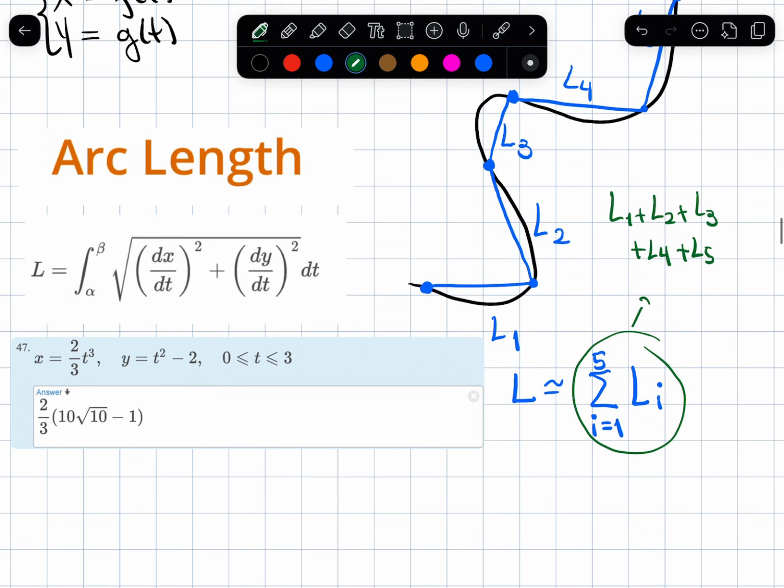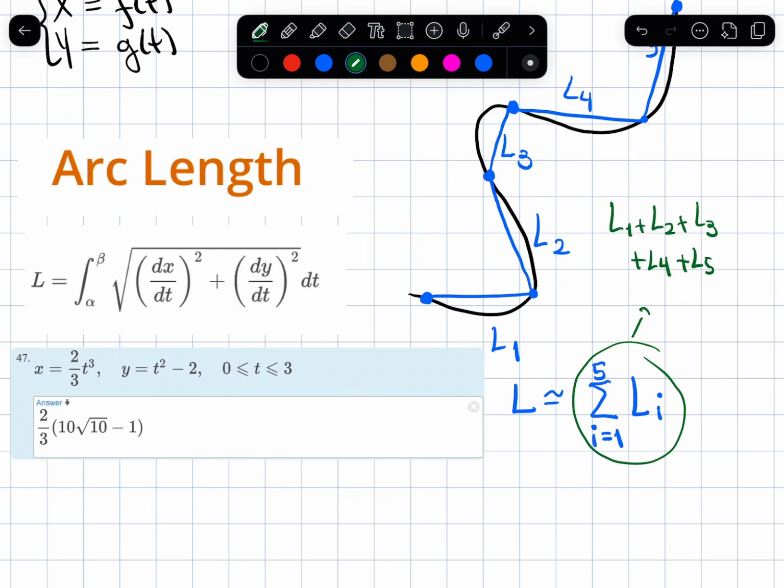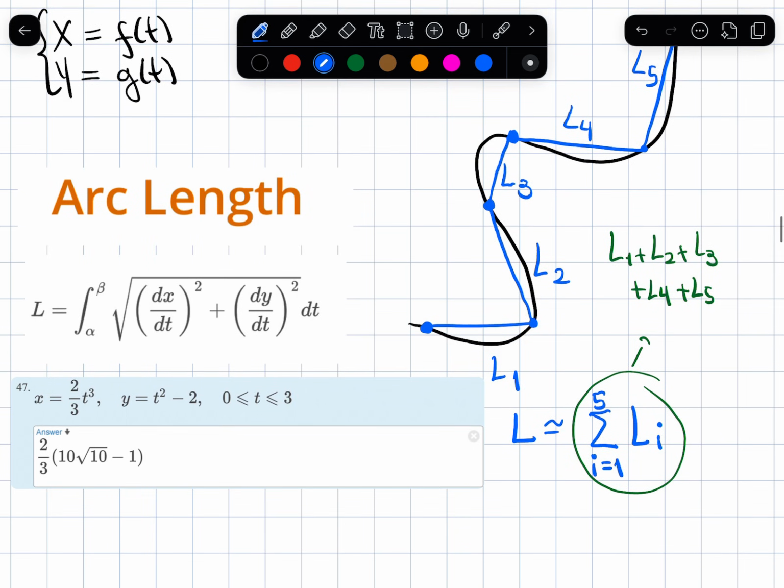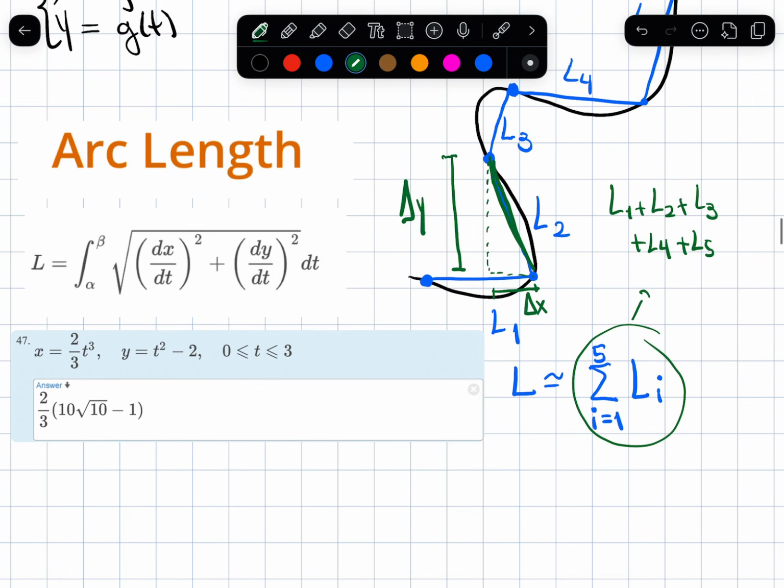Now, how can I calculate the length of each L1, L2, L3, L4, and L5? You use the basic Pythagorean theorem. Let's say I need to calculate this first length right here. I can make a right triangle right there. Let's say this is the change in y, and this is the change in x, then by using the Pythagorean theorem, you can say Li squared equals change in x squared plus change in y squared.